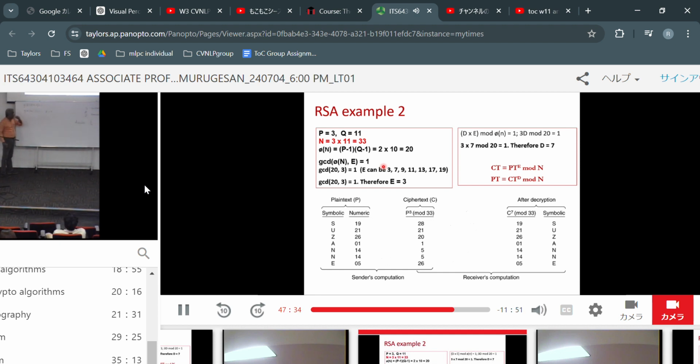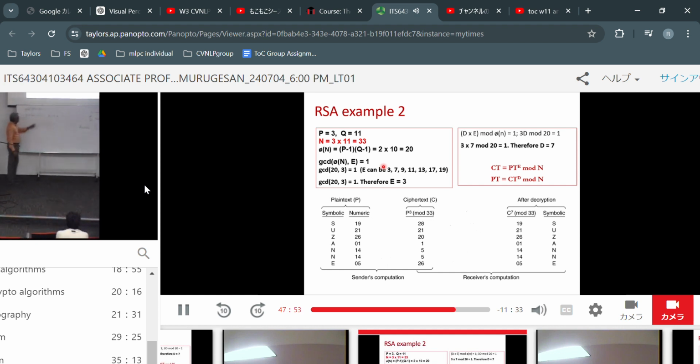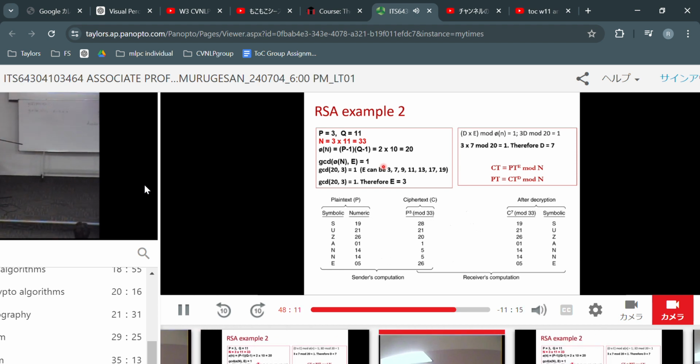GCD of 20, 6. What will be GCD of 20, 6? 2. Okay. 20, 7. 8 cannot. 9 can, right? 9 can or not? Cannot. Can. Already given there. So you can see there.